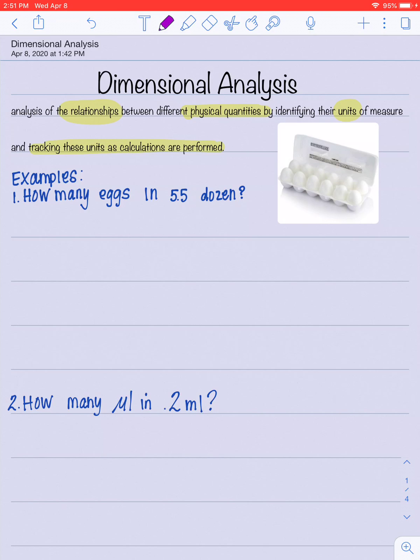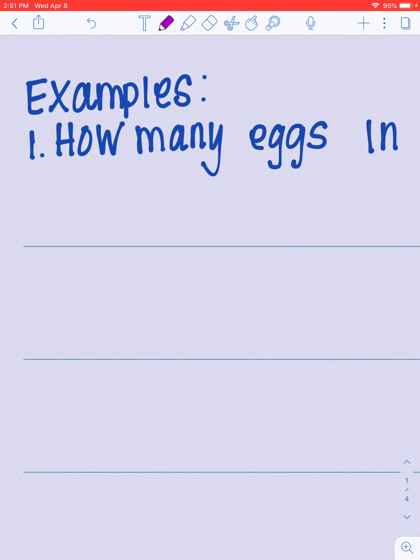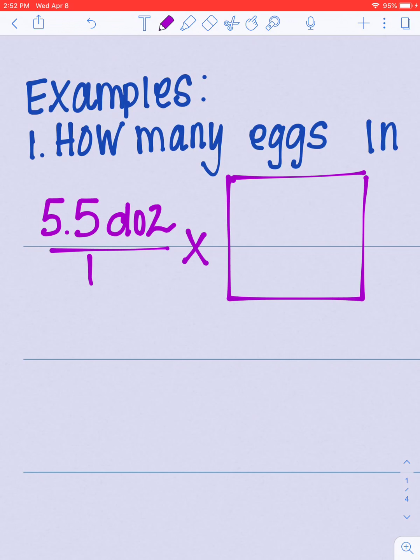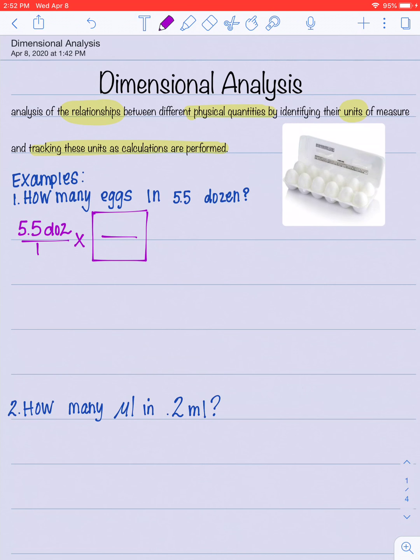So the example we're going to start with is how many eggs are in 5.5 dozen? The first thing you always do when you're given one of these problems is you're going to write down what is given. So 5.5 dozen is what's given. We can always put that over 1. Then we're going to put a multiplication symbol. And then I'm going to put a box for our conversion factor. All right. So the conversion factor, that just means what is the relationship between a dozen and egg number?